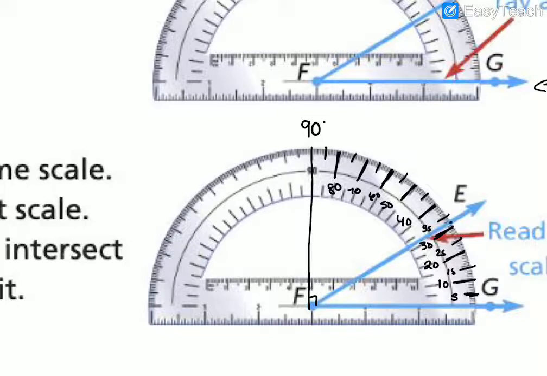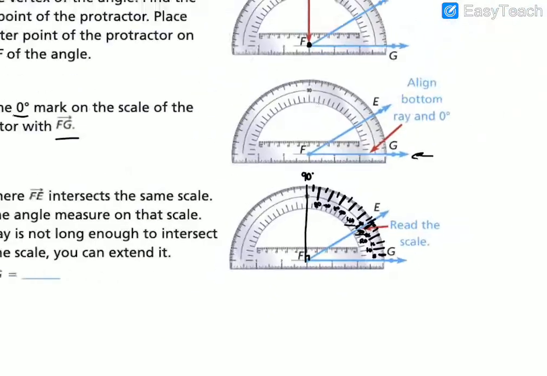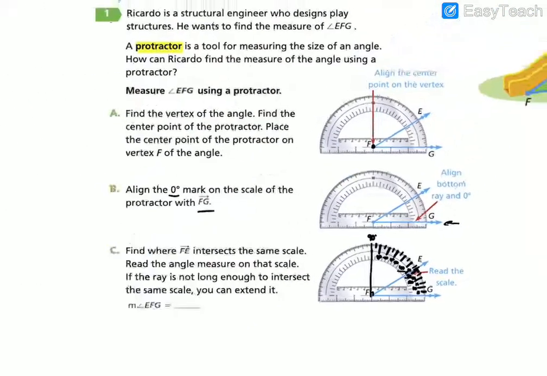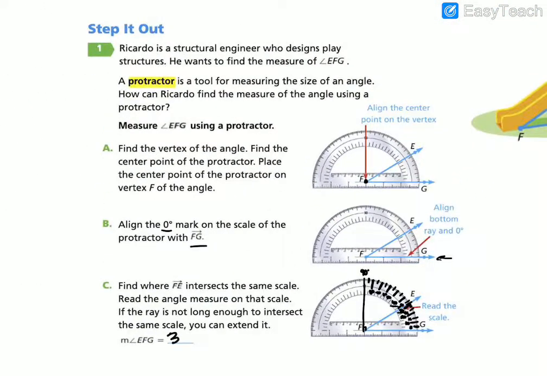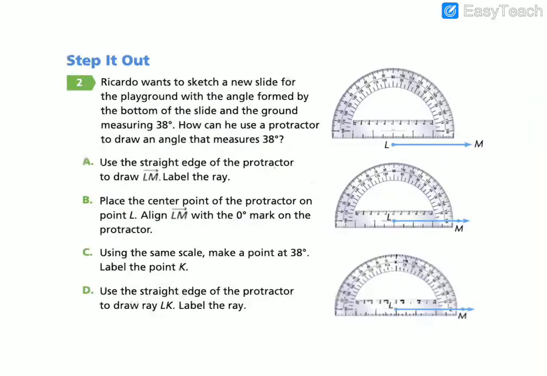Now, my blue line is in between 30 and 40. It's less than the 35, so I can count the little tiny tick marks. And these little tiny tick marks are each worth 1. So I find that my angle is worth 32 degrees, right? It measures 32 degrees. Okay, let's go ahead and move on to the next problem.